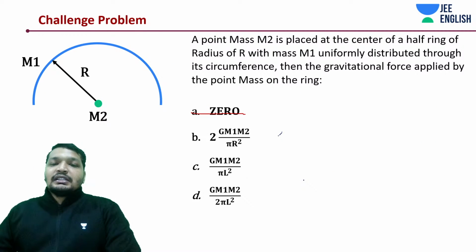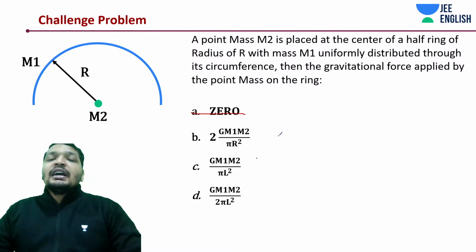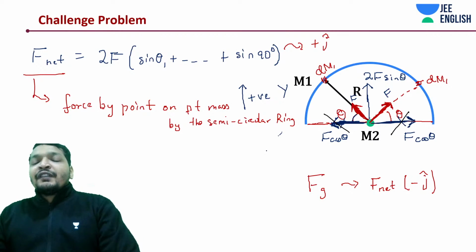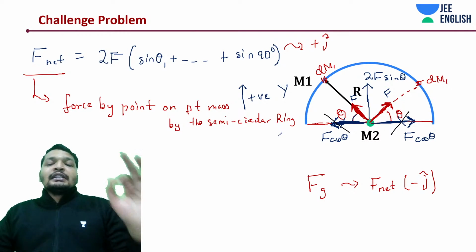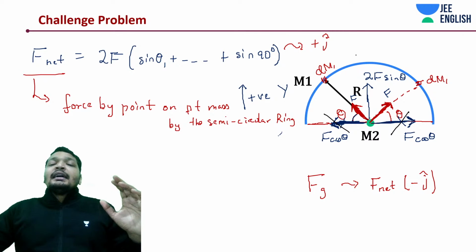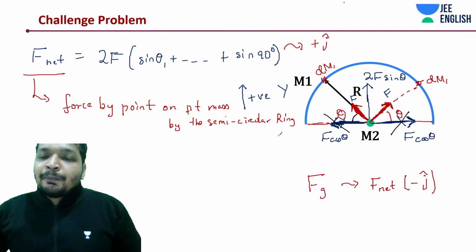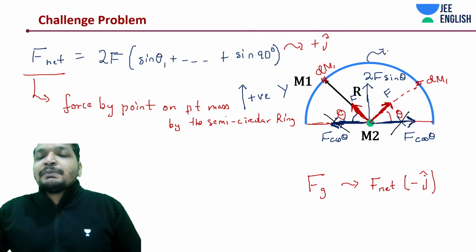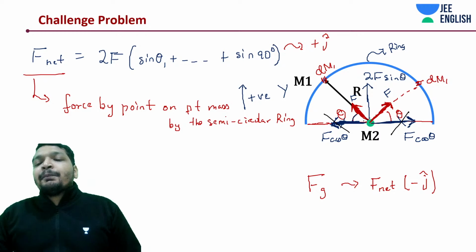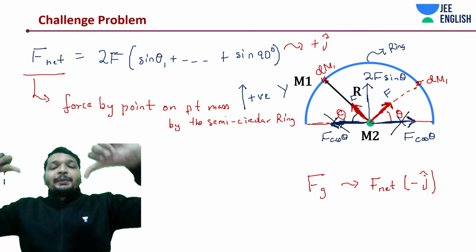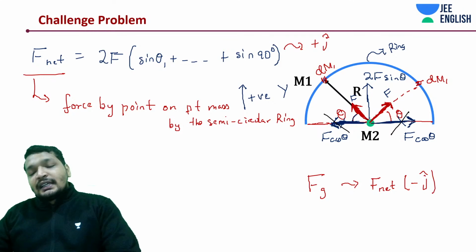What has been asked in the question? The gravitational force applied by the point mass on the ring. And what have we calculated? In this case, we have calculated the gravitational force applied by the ring on the point mass. So it should be in the opposite direction. This is by the ring on the point mass. If it is by the point mass on the ring, it's going to be exactly in the opposite direction. It's going to be minus j cap.